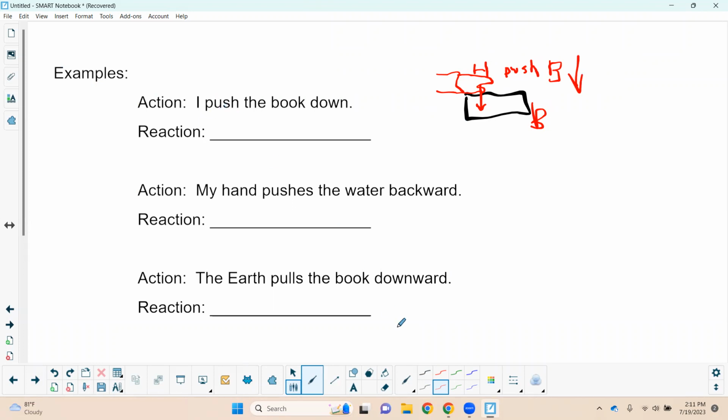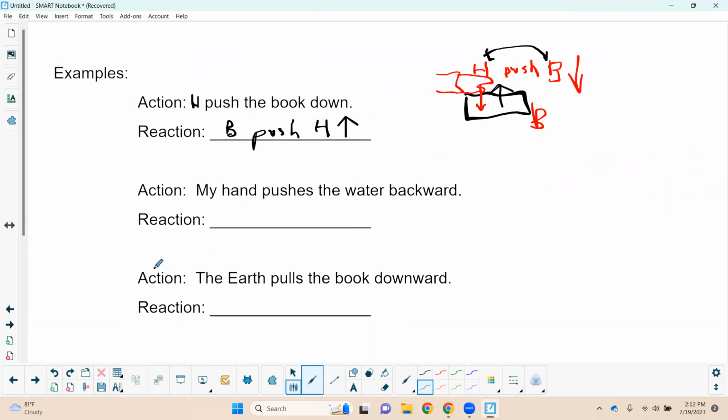The reaction to this would be what? The reaction would be the book pushes up. So again, to get them, you just trade these. It's just switch and flip. You trade the order, and you flip the arrow. So this would be the book push hand, or if I just said hand, that's fine. I'll use hand in this one, so we'll make this an H. Hand push book down, book push hand up. And that is an action-reaction pair. That's all you have to do.